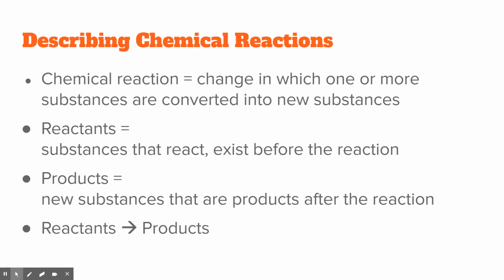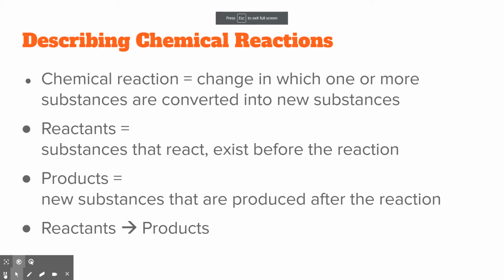Reactants are substances that react, they exist before the reaction takes place. Products are new substances that are produced after the reaction. Reactants yield products. So reactants are on the left and products are on the right.